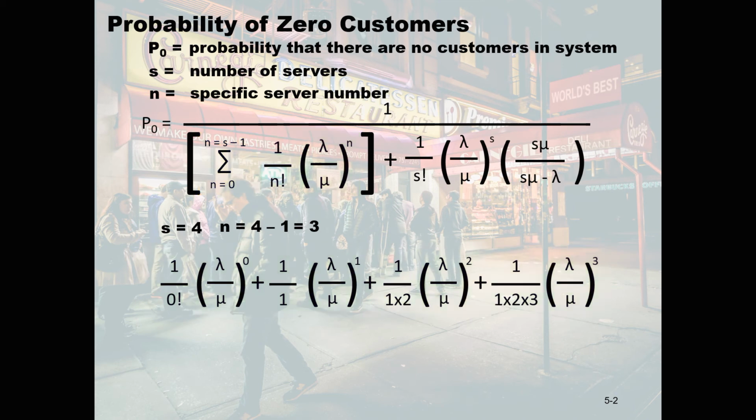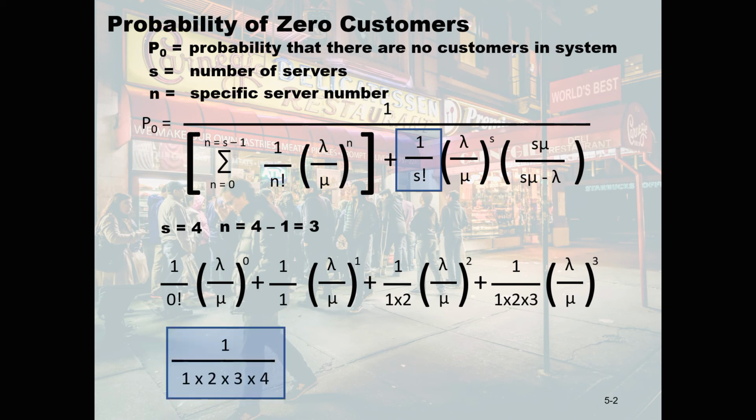Next, we're going to move to the right side of the plus sign. Here, we're not going to use any values of n, but we are going to use the values of s, the number of servers. And this is going to be the total number of servers. So in this case, it's going to be s equals 4. So s factorial is 1 times 2 times 3 times 4, which is going to give us 24. So we're going to have 1 over 24.